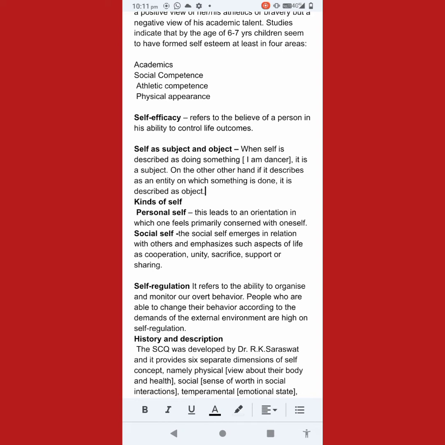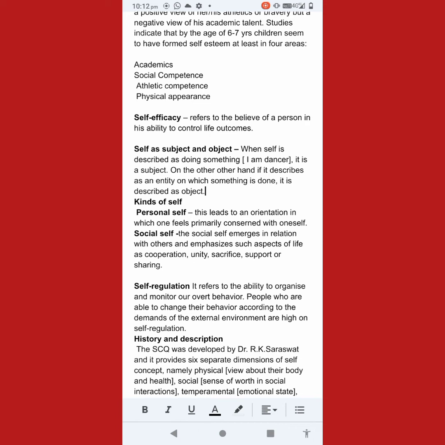When we are talking about this, then it is self as subject, and when we are talking about how it is being affected, then it is an object. Next, we move over to the kinds of self. There are two types of self: personal self and social self.